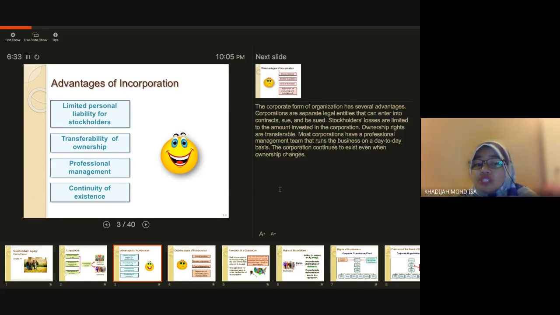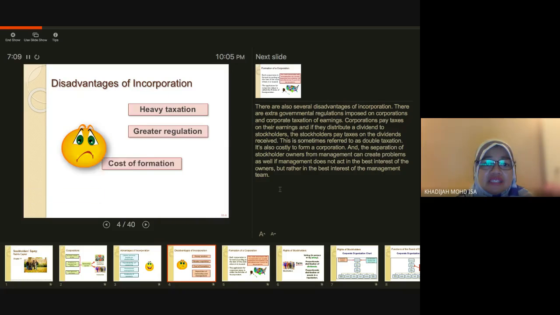You can transfer ownership from one party to another. Normally the company is professionally managed, and the company has a continuity of existence. It means that we always assume the company will continue to exist for a certain period of time, not forever, but at least for a certain period. Under the law, if the company is going bankrupt, it's not that today the company exists, tomorrow it's bankrupt. No, normally there's a time period before the company is announced as bankrupt. It's not that easy.